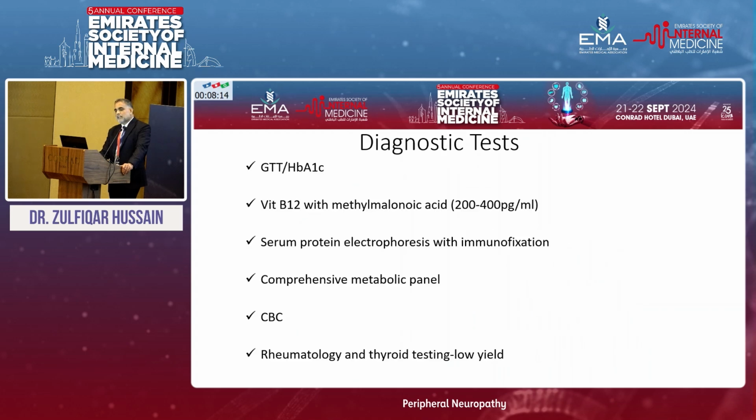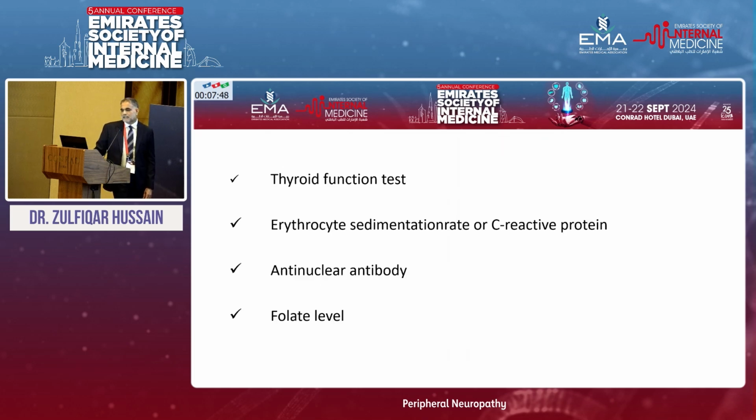What are the diagnostic tests? The American Academy of Neurology recommended, given cost effectiveness and possible etiology, these tests to find the etiology. First, obviously, diabetes or abnormal glucose tolerance tests, vitamin B12 with methylmalonic acid, serum protein electrophoresis, comprehensive metabolic panel, and CBC. Rheumatology and thyroid testing have very low yield, but they cost. So in certain circumstances it's important to do them, especially going back to the history. If the patient has a history of rheumatological disease, thyroid disease, or any skin disorders, then it's worth doing an autoimmune workup.